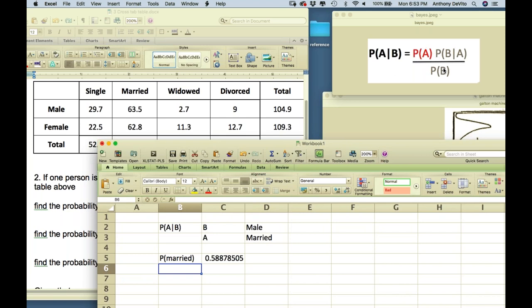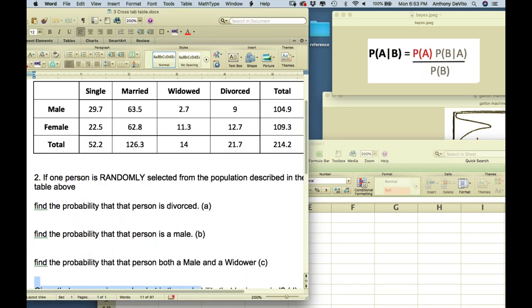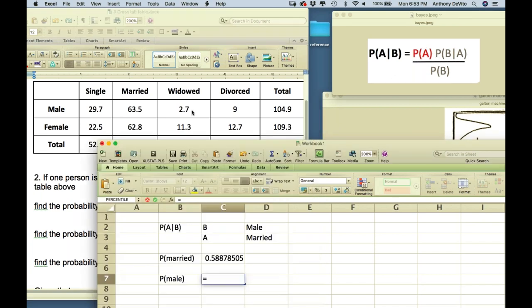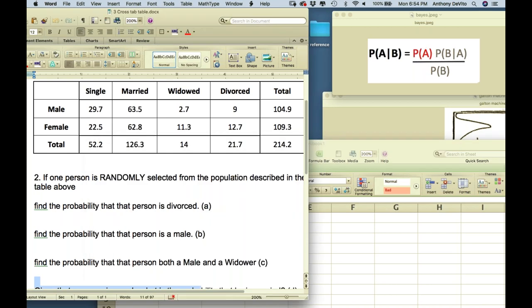Okay, so now what else? What do we need next? Probability of B. What's the probability he's male? I can't hear you well up here because of the air conditioning, so I'm going to go back and look it up. Probability male is 105 out of 214. Am I right? Okay, good. And what's the probability that he is male given that he's married? I have to go back here. Given that he's married, the probability that he's male is 62.5 over 126.